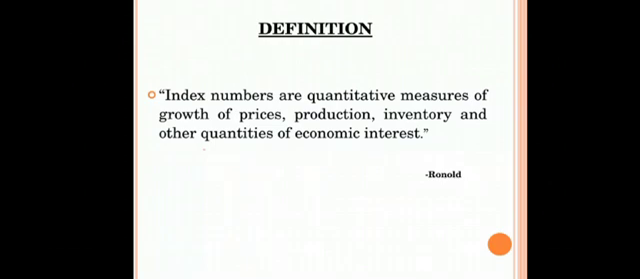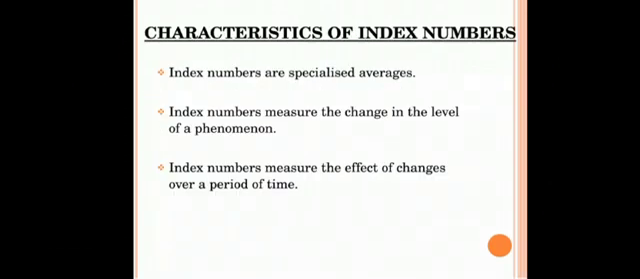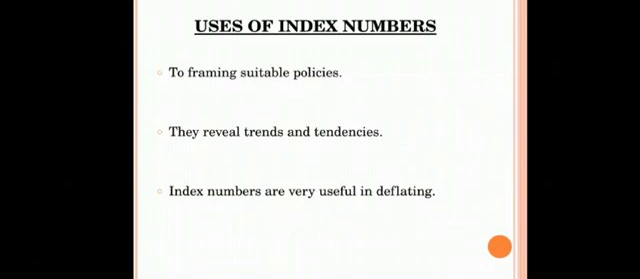Some definitions: index numbers are quantity measures of the growth of price, production, inventory, and other quantities of economic interest. The characteristics of index numbers: index numbers are specialized averages. Index numbers measure the change in the level of the phenomena. Index numbers measure the effect of changes over a period of time.